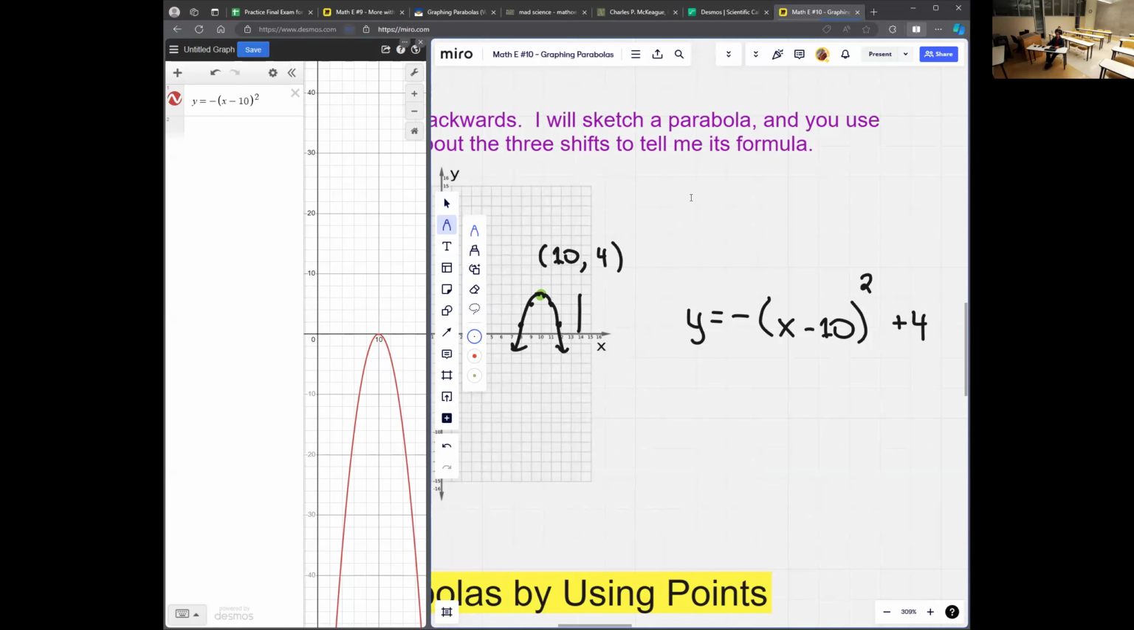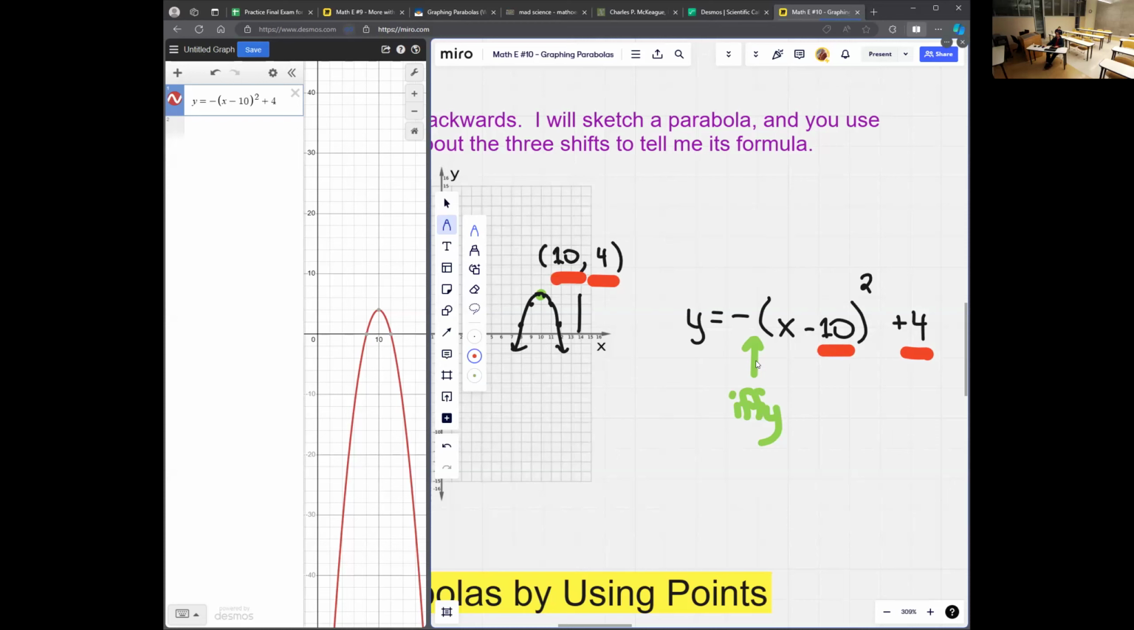And the last thing is, do I need some number in front of the parentheses here to make it more skinny or fat? And I tried to draw it so it was plain with no number there. Any questions on how to do that? This part is iffy. That's the one that's hard to know exactly what should go there by looking at the graph. But this number and this number come right from there. And the plus or minus is just if it's right side up or upside down.